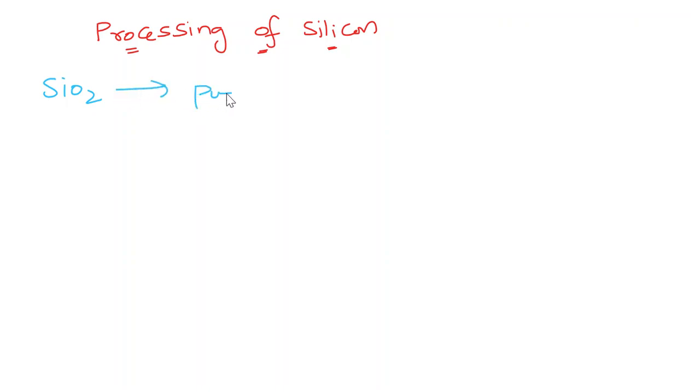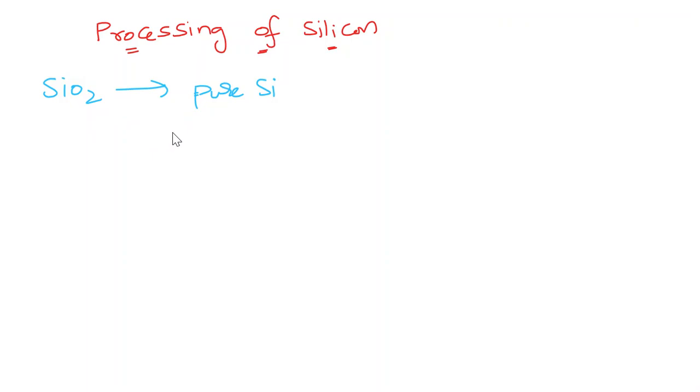Hello, in this video I am going to discuss processing of silicon. The silicon that is available in nature is not in the pure silicon form. So from the raw material SiO2 we have to extract pure silicon. The silicon which we use in the manufacturing of devices needs to be pure, and should not have any impurities.